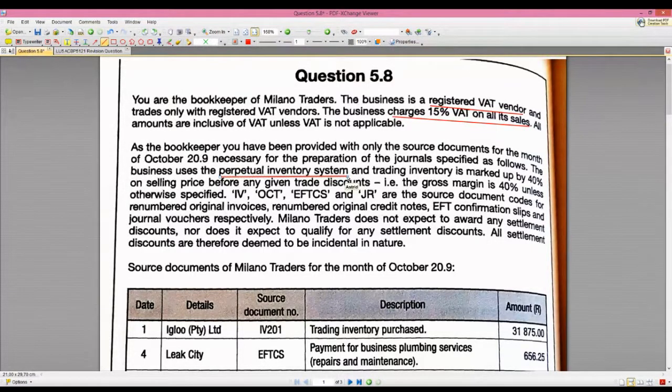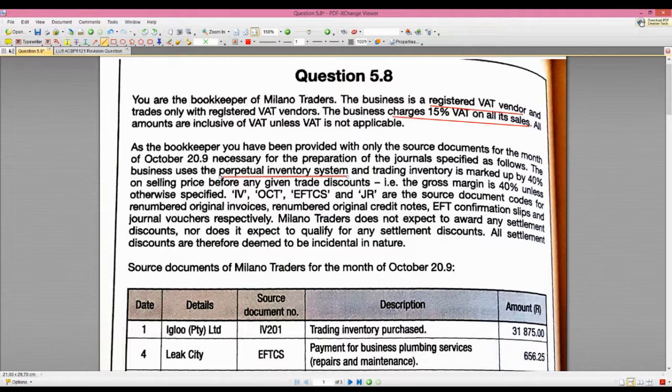So remember, trading inventory is the asset account, so you take it to trading inventory, whereas if it was periodic, we would have taken it to purchases. The cost of sales, we only take it to cost of sales once we sell it. So the cost of sales does not happen when we purchase it, but only once we sell our goods to a third party. So that's just important to remember.